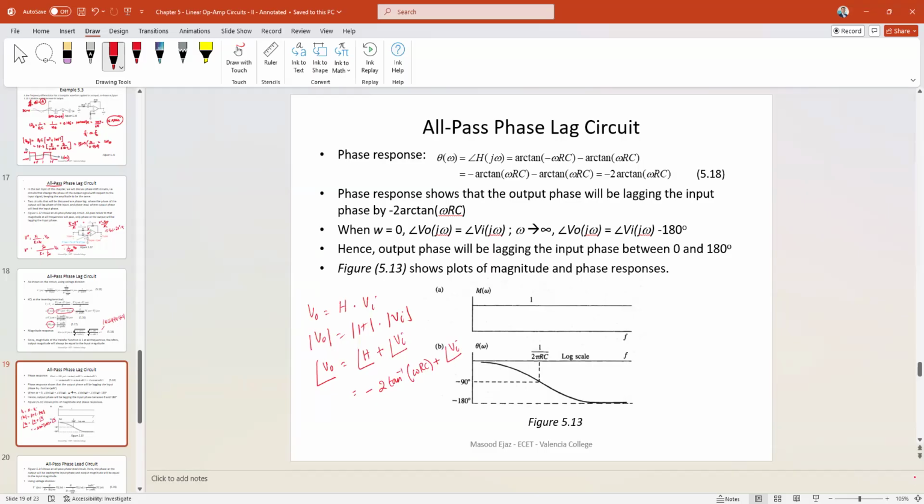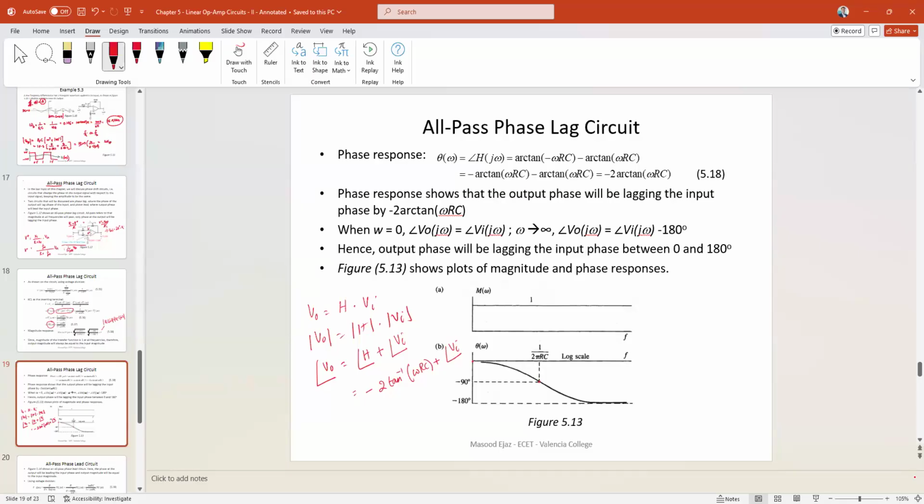So negative 2 tangent inverse omega RC. When omega is 0, tangent inverse of 0 is 0. So at 0 frequency, or at DC, the phase of H is going to be 0, as you can see over here. When omega is 1 over RC, which is the cutoff frequency, then omega RC becomes 1, and tangent inverse of 1 is 45 degrees. 45 degrees times 2 is 90, and negative 90. So at omega equal to 1 over RC, the phase is negative 90 degrees.